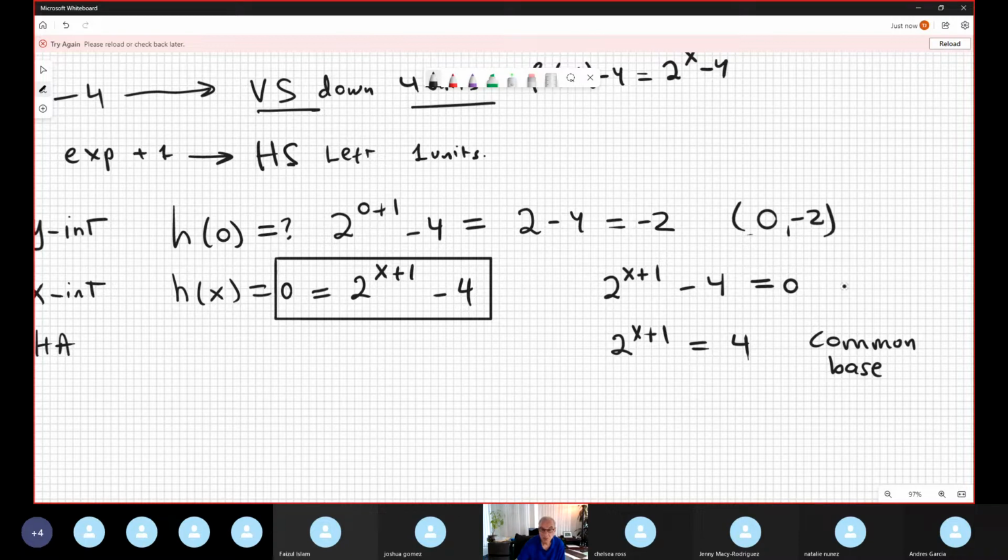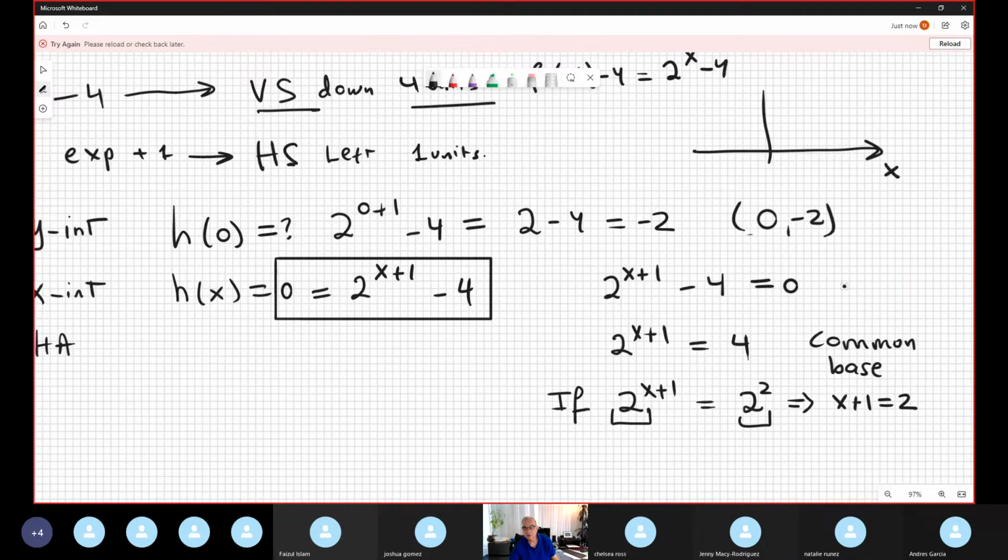So now you manipulate and you write 4 as 2 to the second. Wow, nice. See, the base is the same. So if an exponential equals another exponential and the base is the same, the conclusion is the exponent is the same, because this is a one-to-one function. Yeah, I forgot to say that. The exponential function is one-to-one.